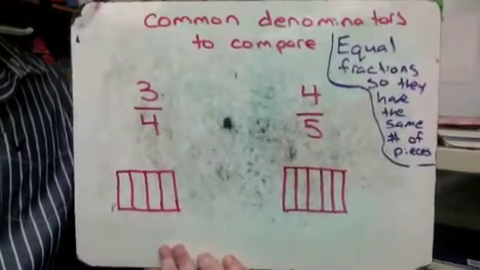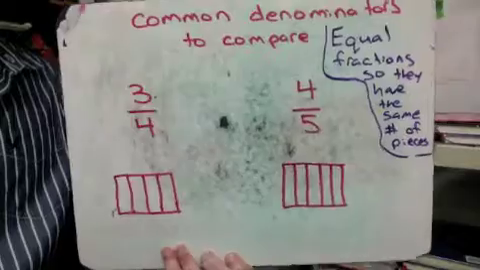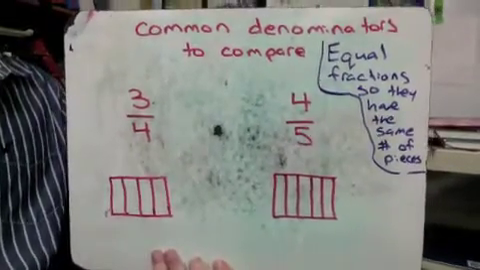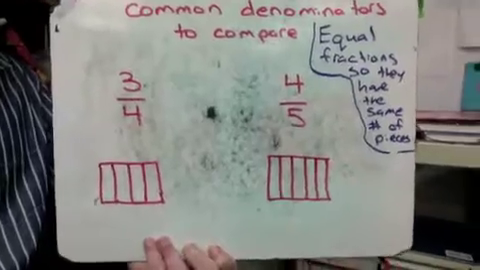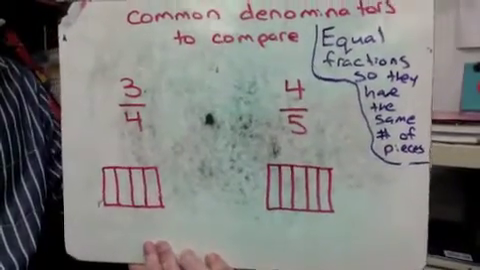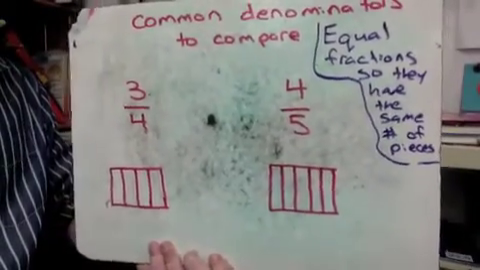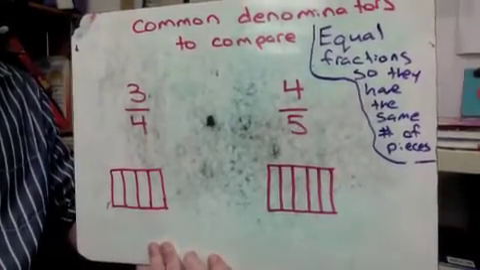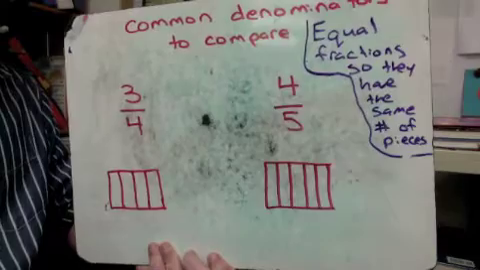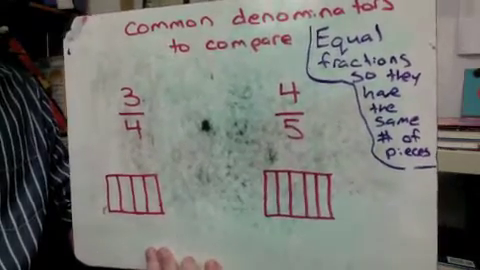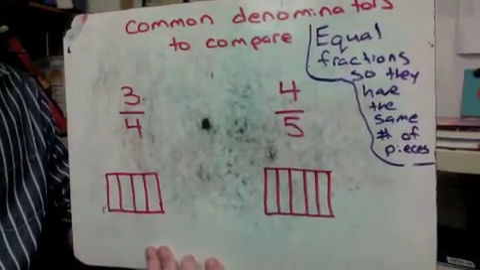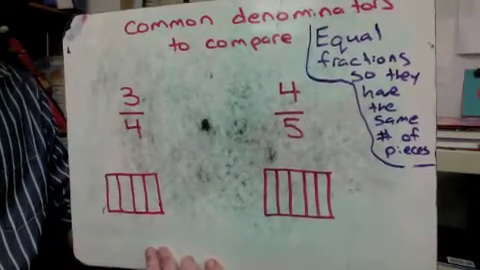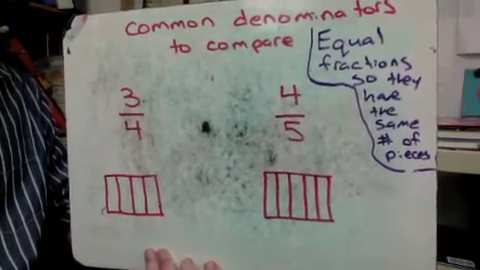Alright, topic for today is finding common denominators in order to compare. We are going to use this a lot, especially when we start adding and subtracting fractions. It's easiest to tell which is bigger, and it's easiest to add and subtract fractions when your bottom numbers are the same. In order to do that, we have to do a version of an equal fraction, where we multiply or divide the top and the bottom number by the same thing.